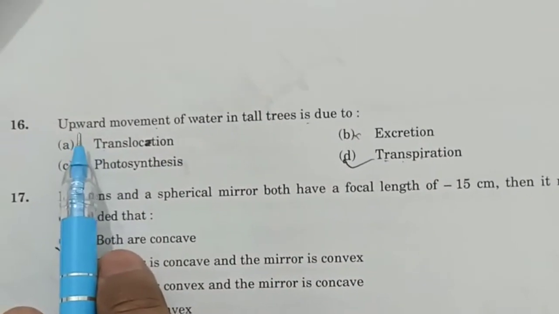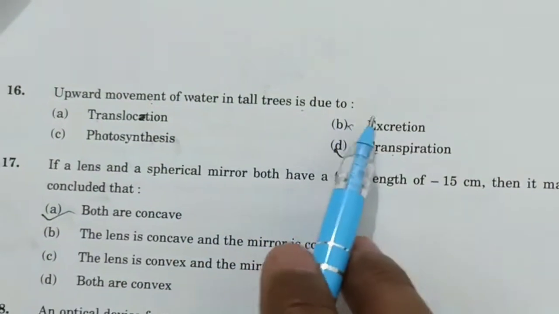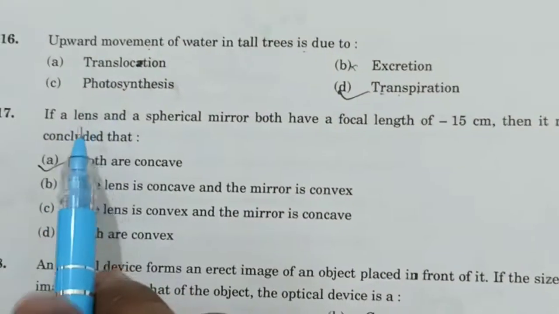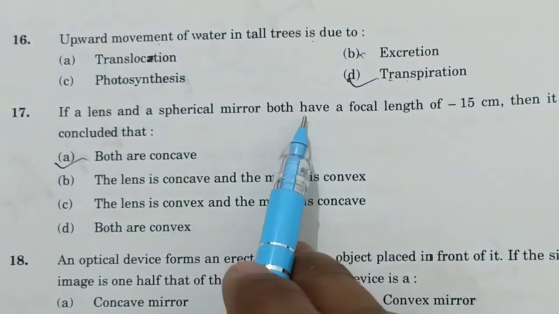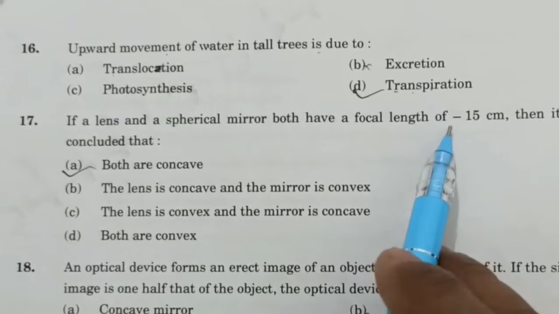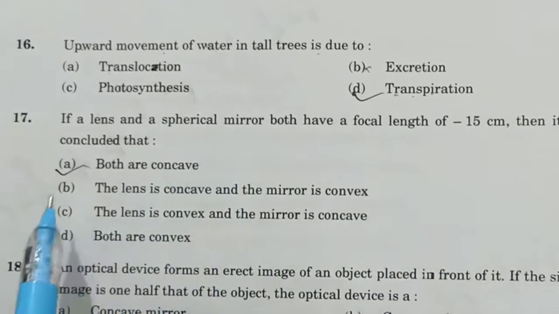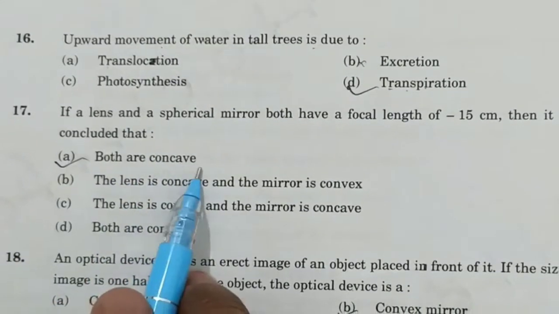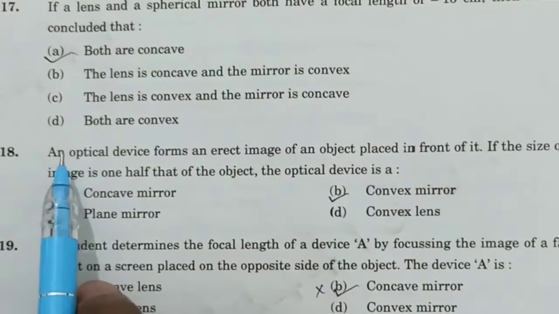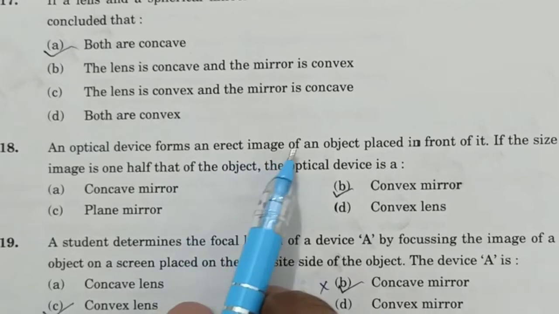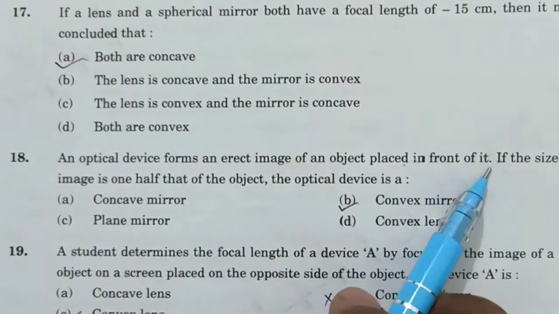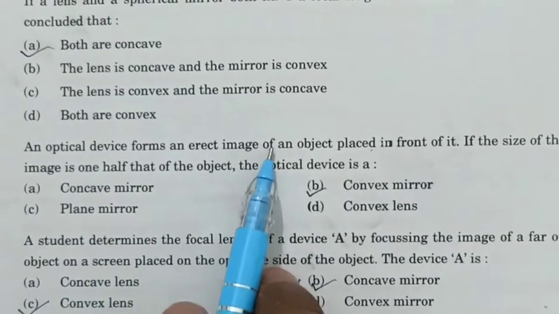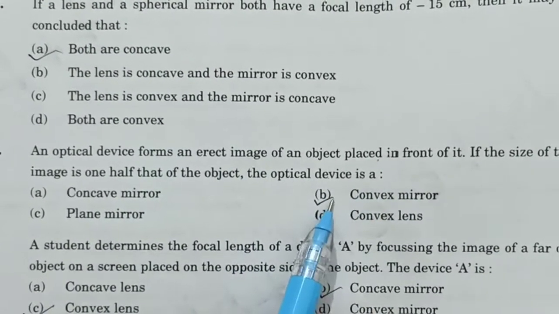Now question number 16. Upward movement of water in tall trees is due to, its answer is D, transpiration. Now question number 17. If a lens and a spherical mirror both have a focal length of -15 cm, then it may be concluded that, its answer is A, both are concave. Now question number 18. An optical device forms an erect image of an object placed in front of it. If the size of the image is 1/2 that of the object, the optical device is, its answer is B, convex mirror.